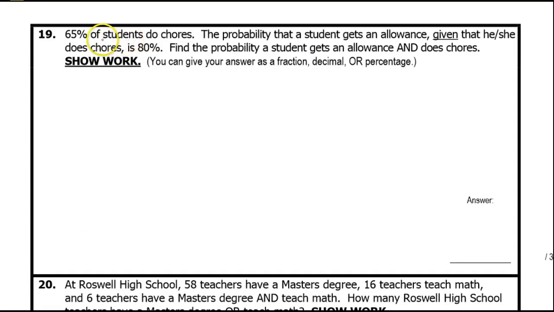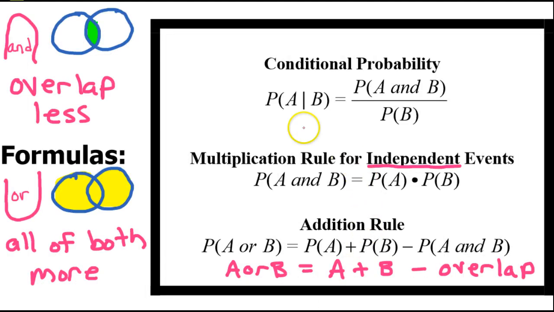Alright, 65% of students do chores. The probability that a student gets an allowance, given that he or she does chores, is 80%. Find the probability that a student gets an allowance and does chores. Okay, so for a word problem like this, this is really where we are going to need one of these formulas. We don't have a Venn diagram or anything, so this is where the formula is going to have to come in. But we need to decide which of these formulas we're going to use.